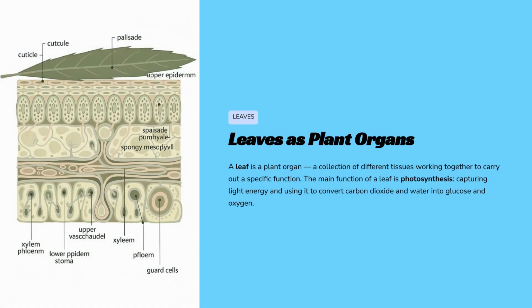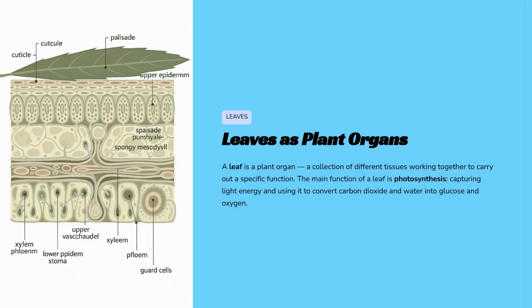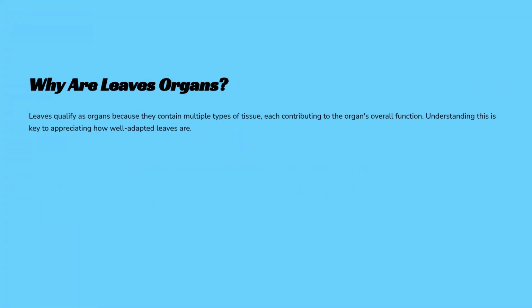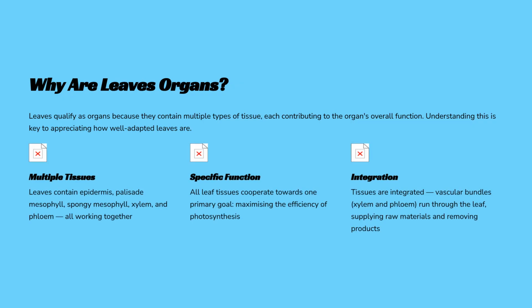A leaf is a plant organ designed primarily for photosynthesis. It captures light energy to convert carbon dioxide and water into glucose and oxygen, utilizing various specialized tissues for this function. Leaves qualify as organs because they contain multiple types of integrated tissue working towards a specific function. The goal of the leaf is maximizing the efficiency of photosynthesis.